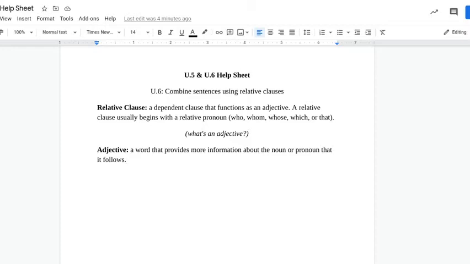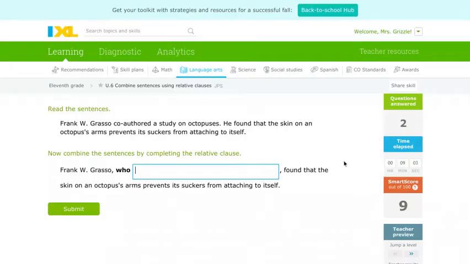So I think I've decided that the best way to show you guys how to do this is to actually do a little bit of IXL with you. So hold tight while we pop over to IXL. All right, here we are at IXL. As you can see, I've tried a couple questions.